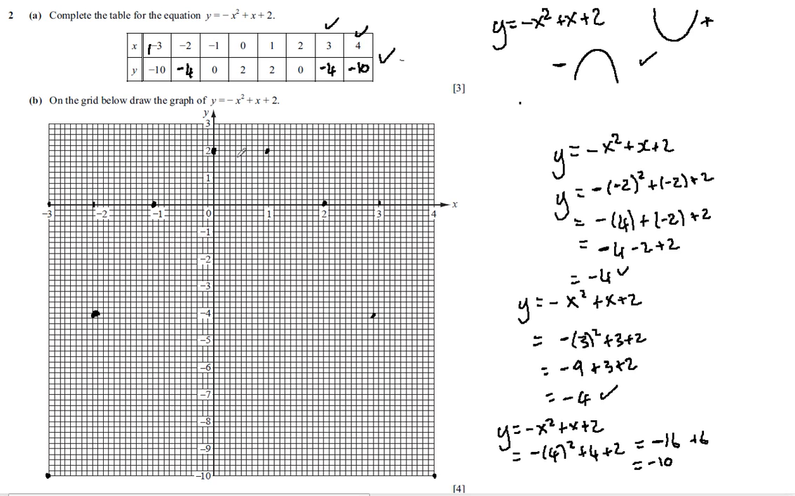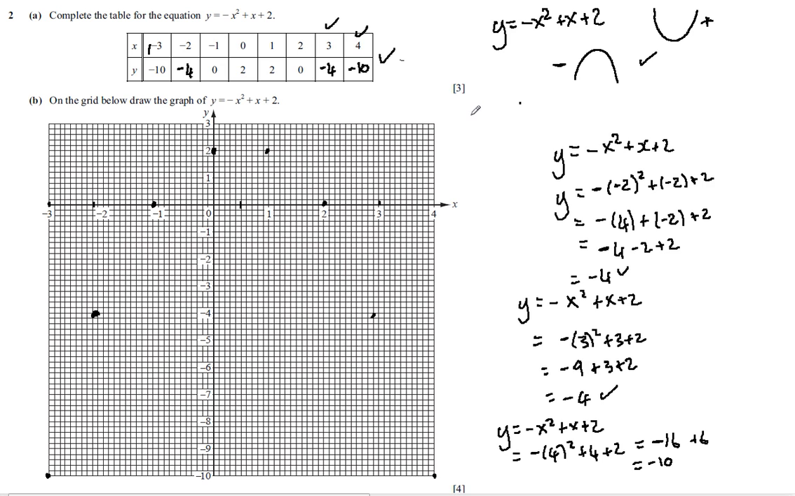And since the parabola is symmetrical, the turning point will be between these 2 points. You can see these points over here are the same y values. So the turning point will be in between these values. So in between 0 and 1 is 0.5. So what I'm going to do is I'm going to find this 0.5. 1, 2, 3, 4, 5. So that's 0.5. And what I'm going to do, I'm going to plug 0.5 into this equation, find out what the y value is for 0.5, and then plot the turning point on this graph.